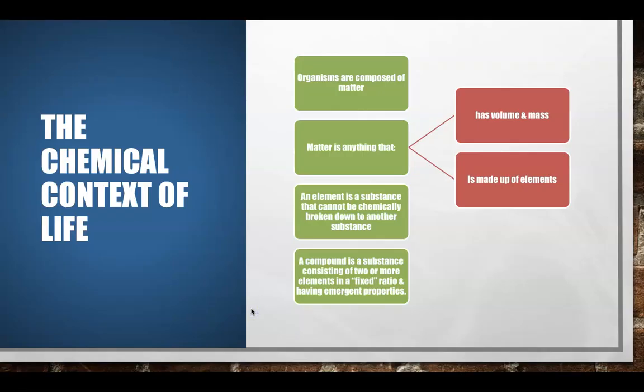So, I'm thinking of the chemical context of life. Organisms are composed of matter, and we know that matter is anything that has both volume and mass, and is made up of elements. An element is simply a substance that cannot be chemically broken down to another substance. So think of hydrogen, oxygen, helium. Those are all elements. You can't break them down to another substance that's going to maintain those properties. Now, they can be broken down to their subatomic particles, such as electrons, protons, and neutrons. But in breaking them down to their subatomic particles, you are not going to maintain the properties of that substance.